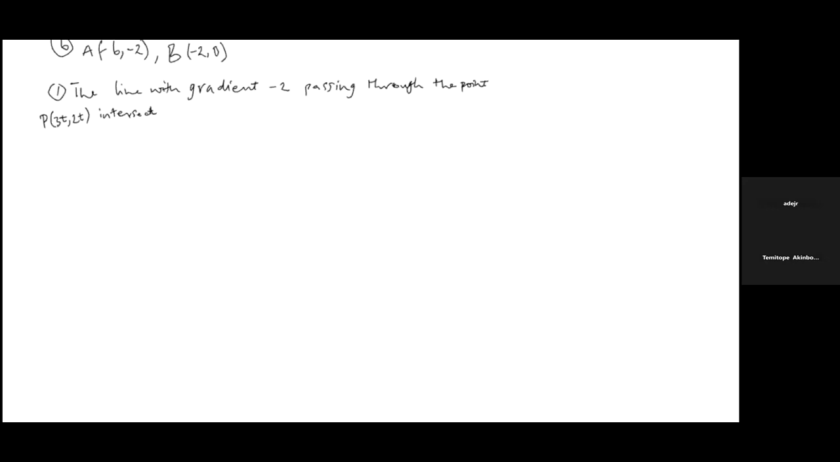So the line with gradient -2 passing through the point P, which is at 3t, 2t, intersects the x-axis at A and the y-axis at B.